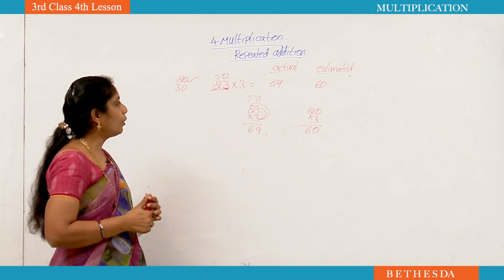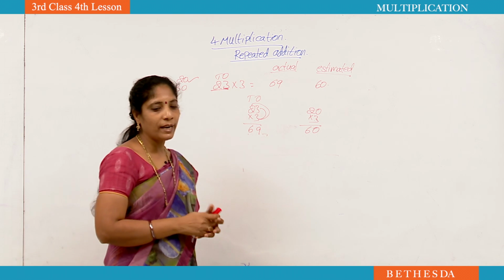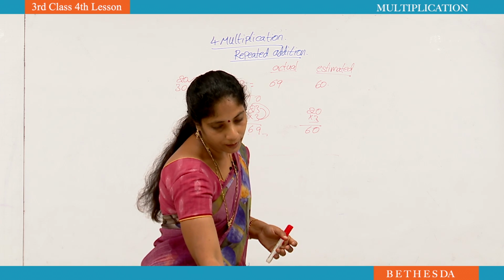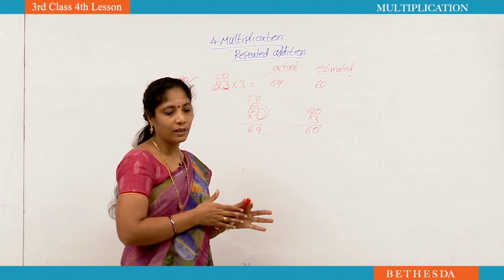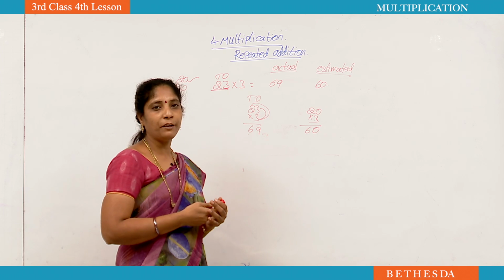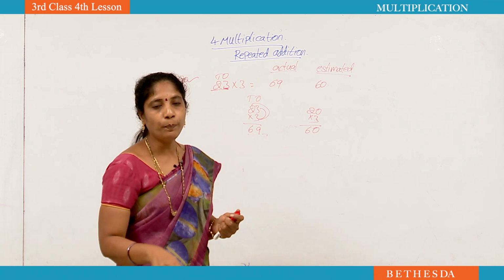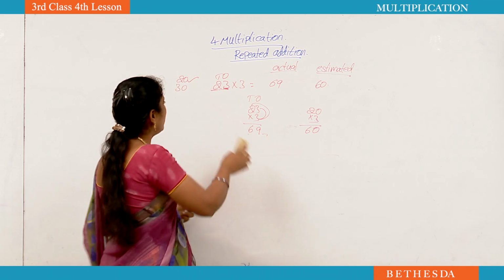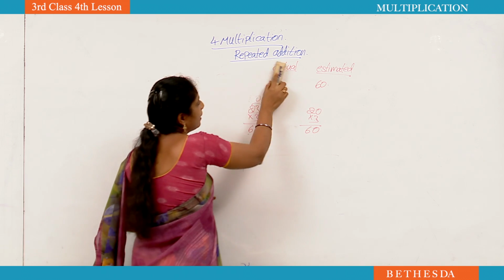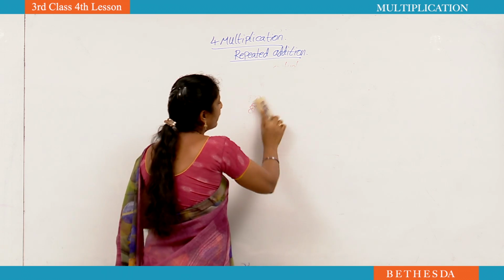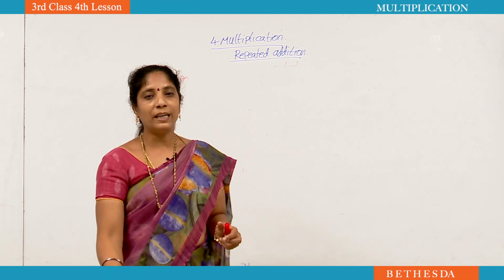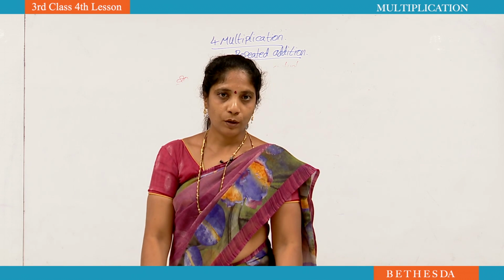Like that, you have to find the actual products and estimated products. By this, you can complete your activity 4.15. I hope you understood this whole lesson. By this video, you can complete your multiplication chapter. Okay, thank you.